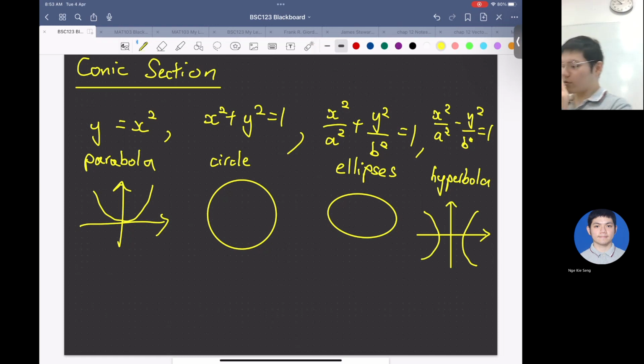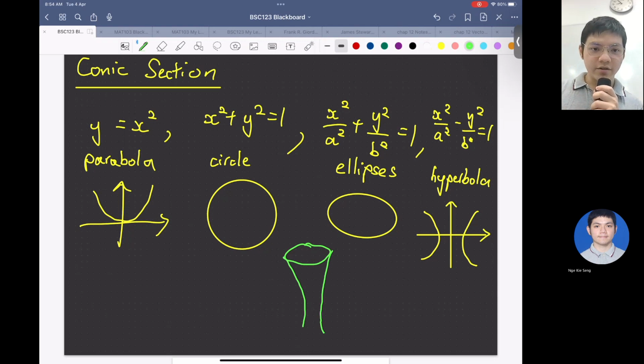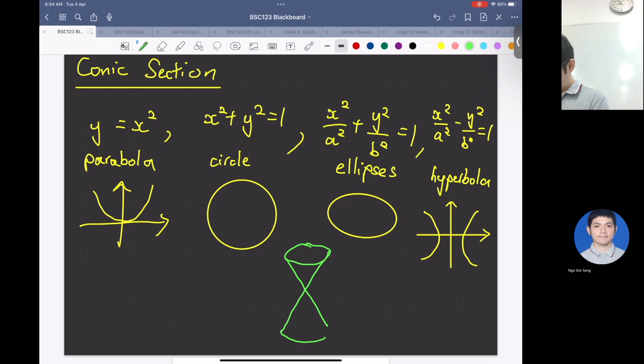Okay, so maybe you wonder, hey, you say conic section, where's the cone? So let's draw a cone first, and then we talk about how these four diagrams occur. Let me draw the squished cone. Imagine this is a time cone. Here's a future, here's a past.